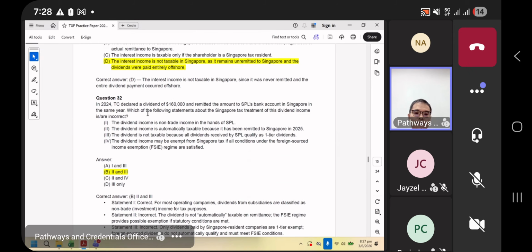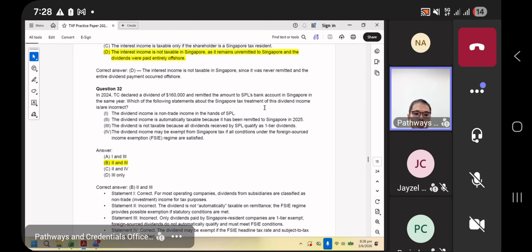Okay, in 2024, TC declared a dividend of 160,000 and remitted the amount to SPL bank account in Singapore in the same year.